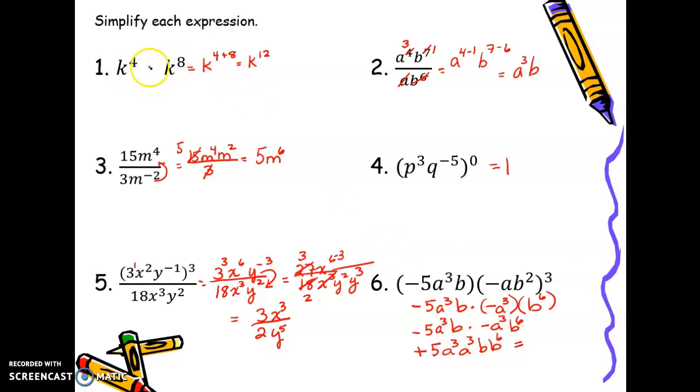So that goes all the way back up here. You will have to add those up. 3 plus 3 is 6, and 1 plus 6 is 7. So that's a nice little exponent review.